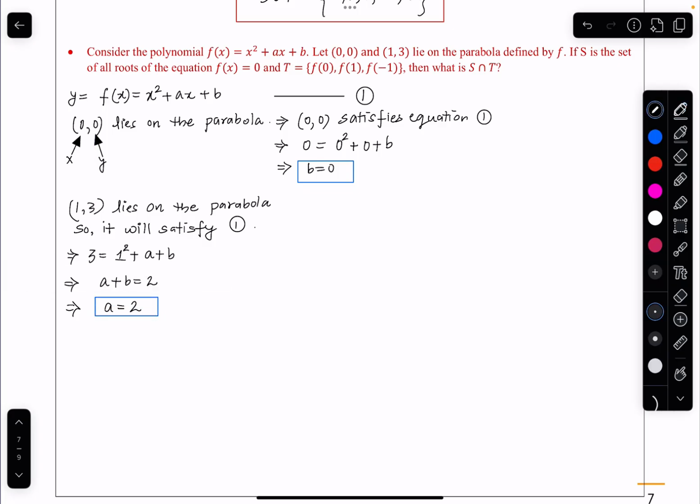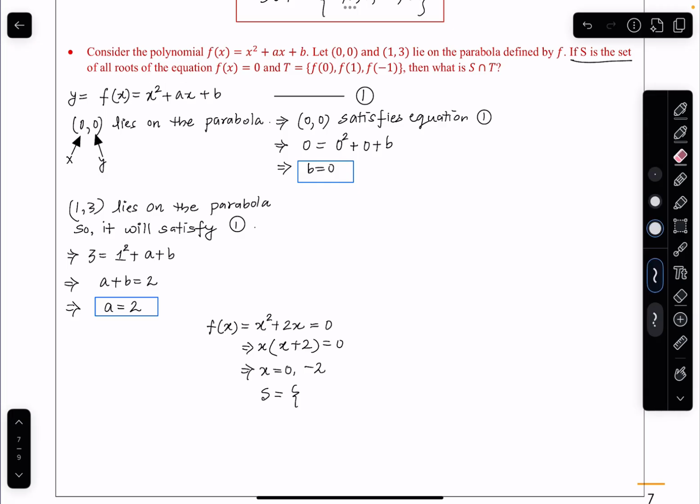Having found a and b, the polynomial f(x) becomes x squared plus 2x. Since I was looking for roots of this polynomial, I'm putting it equal to 0 to solve for x. That would be x into x plus 2 is equal to 0, and that would give me the two roots here. x is 0 and x is minus 2, which gives me the set S. S was the set of roots. The roots are 0 and minus 2, so S is going to be {0, minus 2}.